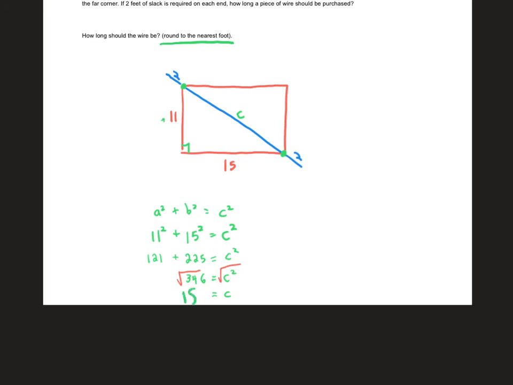18.6. And if we're rounding to the nearest foot, we'll go ahead and call that 19. So let me not circle that yet. So 19 is the nearest foot.